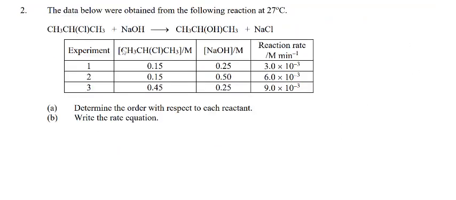Right, so for the face-to-face question, we have data for 3 experiments. So we have the concentration of each reactant and also the rate of reaction. The question asks you to determine the order with respect to each reactant. If you still remember, there are 4 ways to determine the order of reaction. First, you can get it from the units of k. Second, you can use the initial rate method. So this one here is the initial rate method.